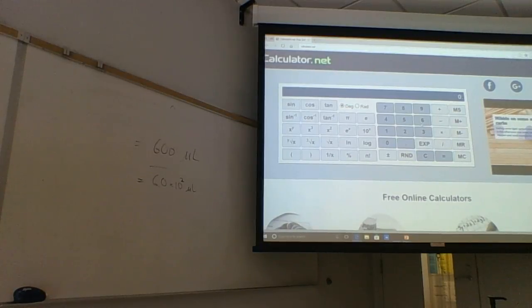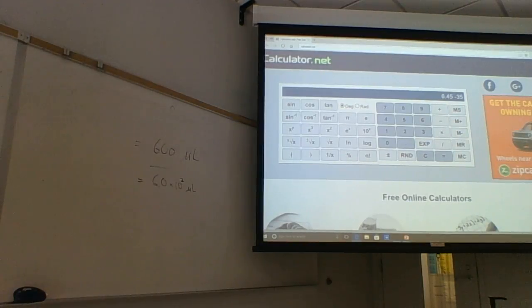Alright, one more time. 6.45 times 10 to the negative 35, finally. Divided by 4 times 10 to the 18. And so what I do here is I just do this, divided by 4 times 10 to the 18.